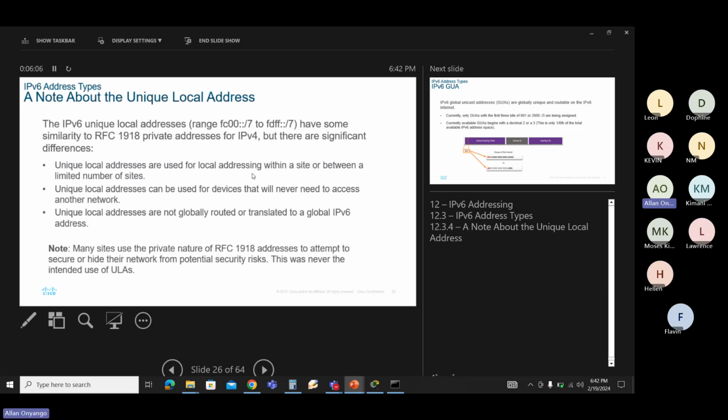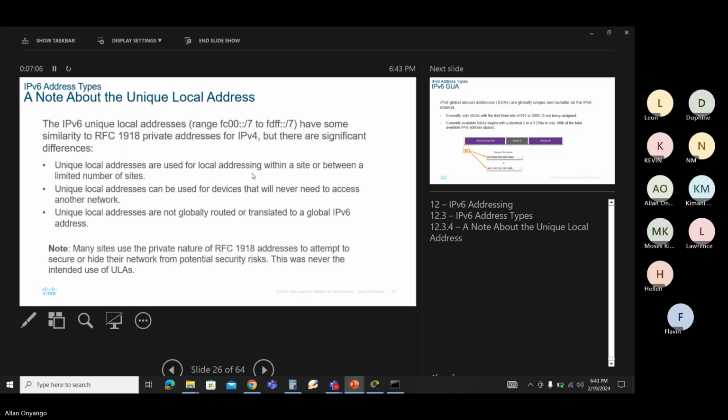How do you identify a unique local address, by the way? I didn't talk about how you identify GUA. If you want to identify GUA, if you ever see any address that begins with 2 or 3, that is a global unicast address. Are we together? Any address that begins with 2 or 3 is a global unicast address. That is how you identify it in a group of addresses. To identify link local, it is any address that begins with FE80. FE80 is a link local address. How do you identify a unique local address? Any address that begins with FC or FD. If you see any IPv6 address that begins with FC or FD, you know that is a unique local address. FE80, link local. 2 or 3, global unicast address.